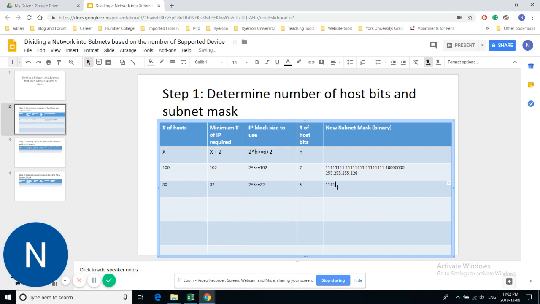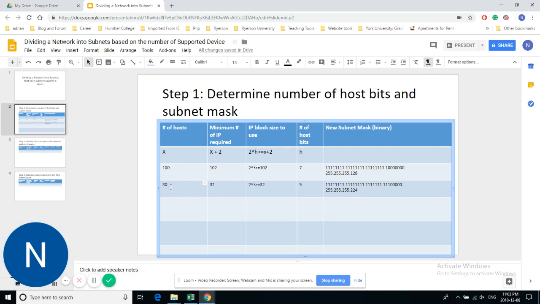So 8 ones, 8 ones, 8 ones, and then 3 ones and 5 zeros. This is equivalent to 255.255.255.224 in dotted decimal. So this is the subnet mask you need to use if you need to divide any network that supports 30 hosts.